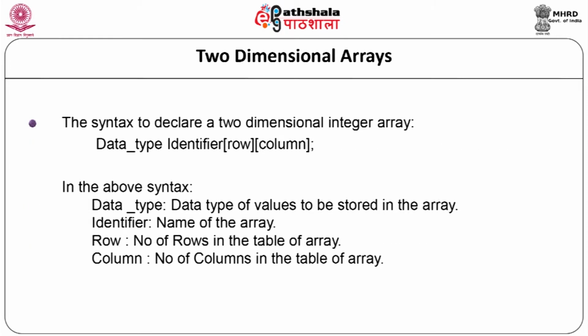The syntax to declare a two-dimensional integer array is data type, identifier, first square bracket row, second square bracket column. In this syntax, the data type refers to the type of values to be stored in the array. Identifier is the name of the array, row is the number of rows in the table of the array, and column indicates the number of columns in the table of the array.